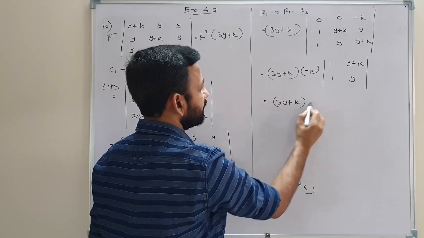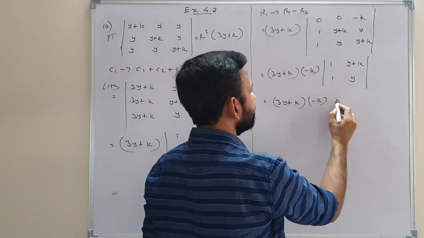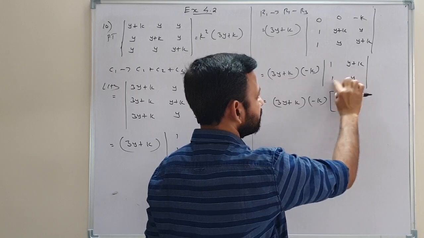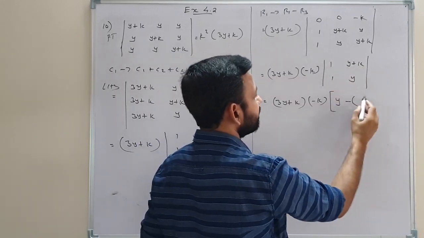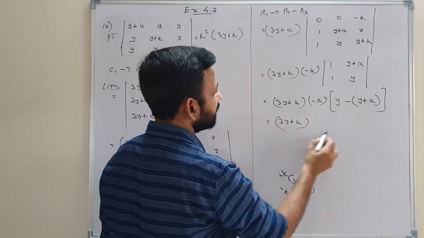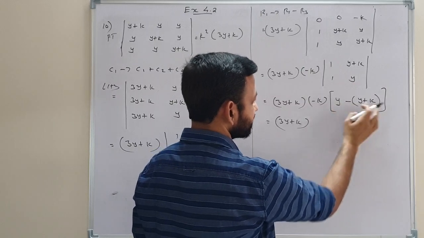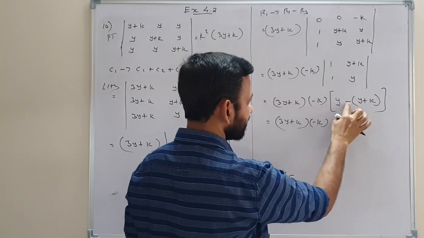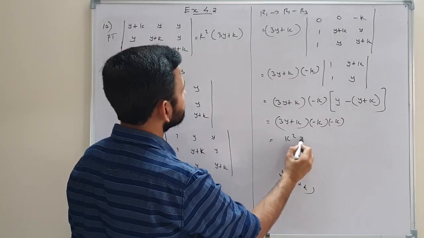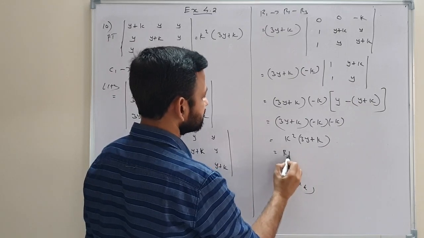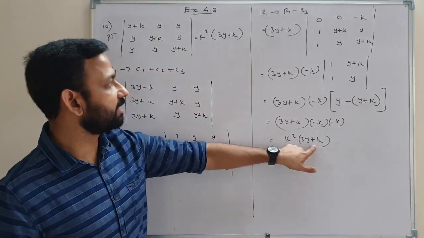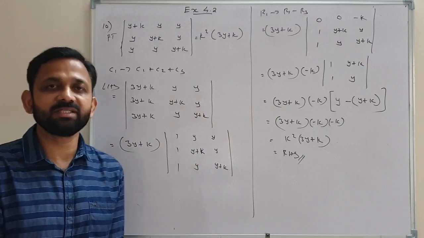3y plus k into minus k. Then in bracket we will keep 1 into y, y minus of. Here we have two terms, that's why we are keeping bracket. 1 into y plus k, that is y plus k. Then here y and minus y cancelled, then minus k will be there. This minus k into minus k, one more minus k. So minus into minus plus, so we will get k square into 3y plus k. That is RHS. So we got LHS equal to RHS here, k square into 3y plus k. So LHS and RHS are equal.